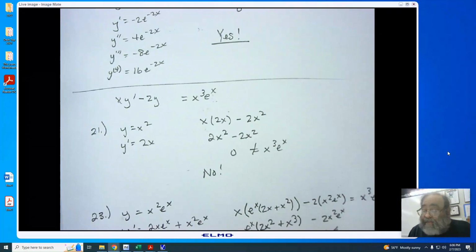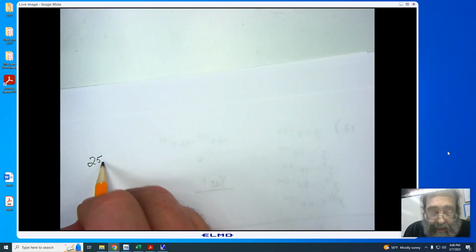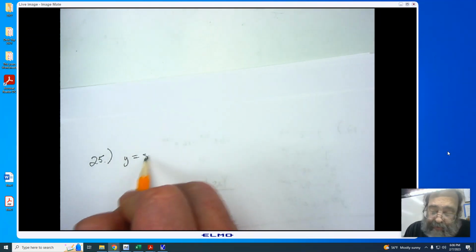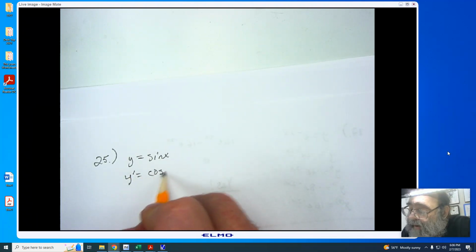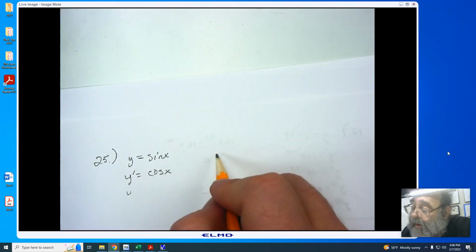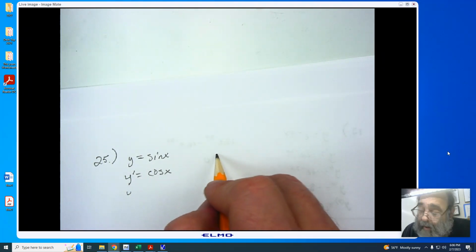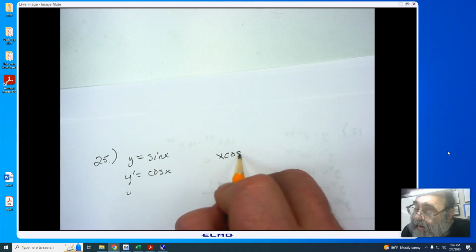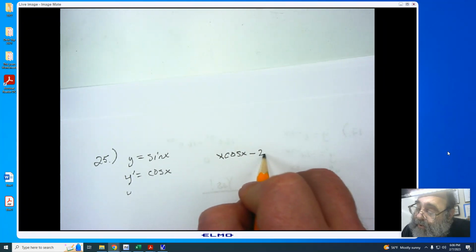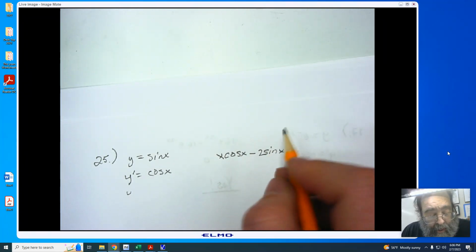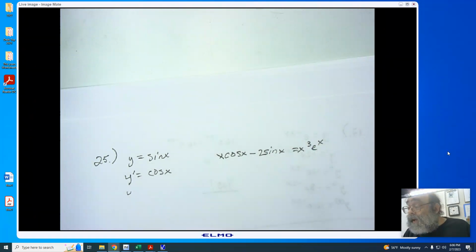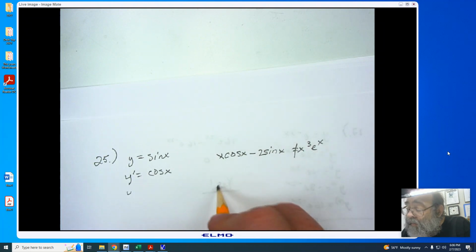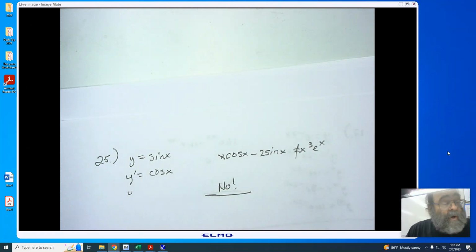Number 25 is going to follow the same basic pattern that we just did here. So we're taking a look at y equaling sine of x, which means that y prime is cosine of x. We're then going to do our x times cosine of x minus 2 sine x, and this is supposed to equal x cubed e to the x. It is very clear that this is not equal, and the answer is no for number 25.